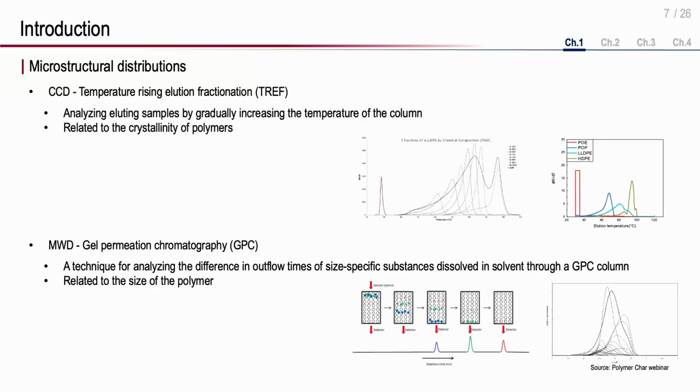CCD was analyzed by TREF. TREF is temperature rising elution fractionation, and this technique analyzes the eluting samples by gradually increasing the temperature of the column, and is related to the crystallinity of polymers. And MWD was analyzed by GPC. GPC is gel permeation chromatography, and this technique analyzes the difference in outflow time of a specific substance dissolved in solvent through a GPC column, and is related to the size of the polymer.